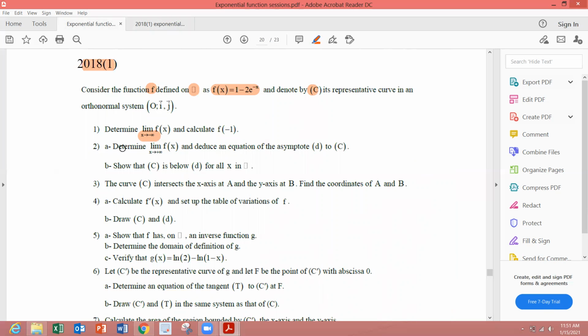To part A. Calculate the limit as x tends to plus infinity of f(x). Deduce the equation of the asymptote D to C. How much is the limit as x tends to plus infinity of this function here?